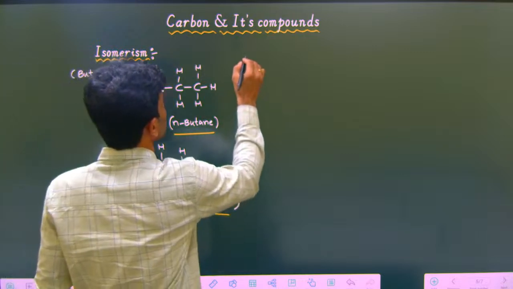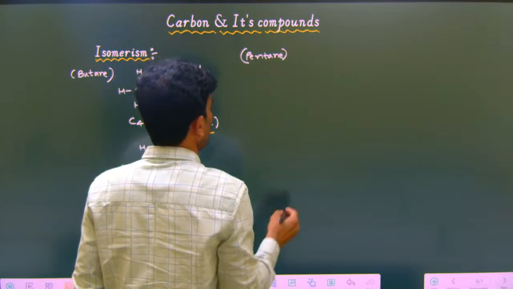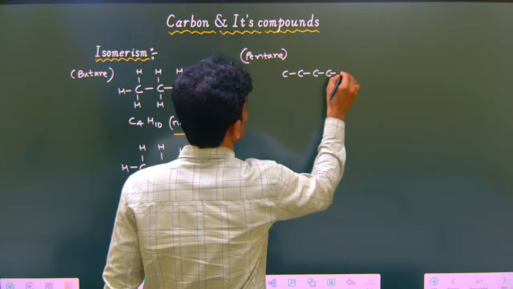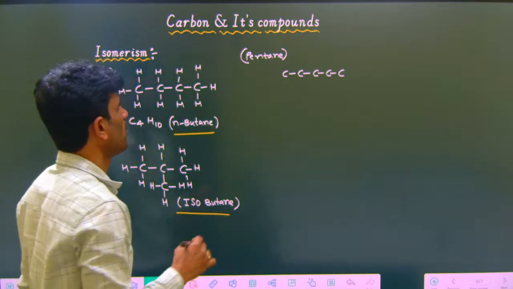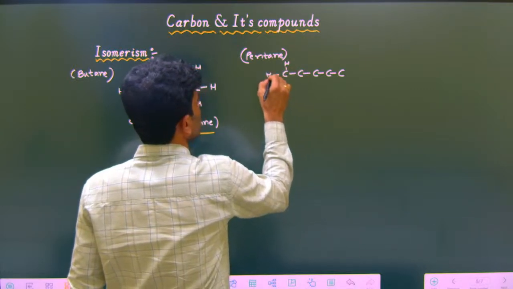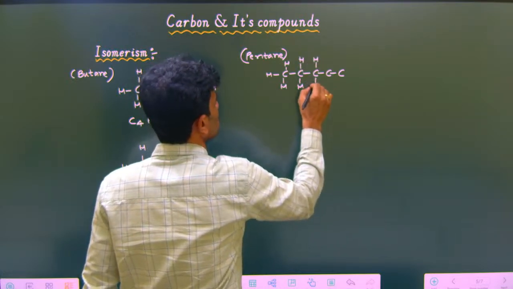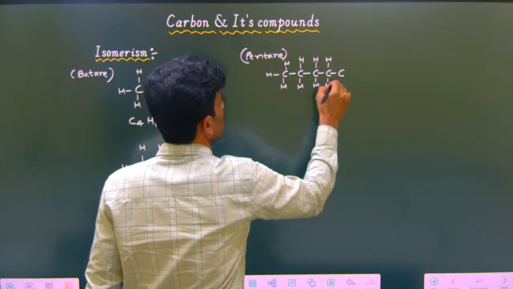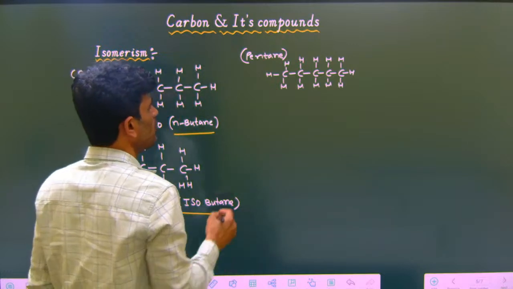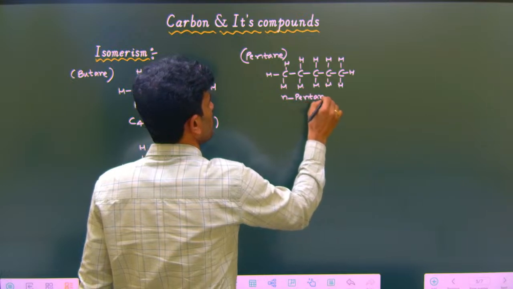If you see pentane, how many carbons will be there in pentane? Again 5 carbons. 1, 2, 3, 4, 5 carbons in pentane. Similarly, like before, here 1 hydrogen, here 1 hydrogen, 3 hydrogens, but on every next carbon 2 hydrogens. This is what? Pentane or N-pentane, because all carbons are in straight format.